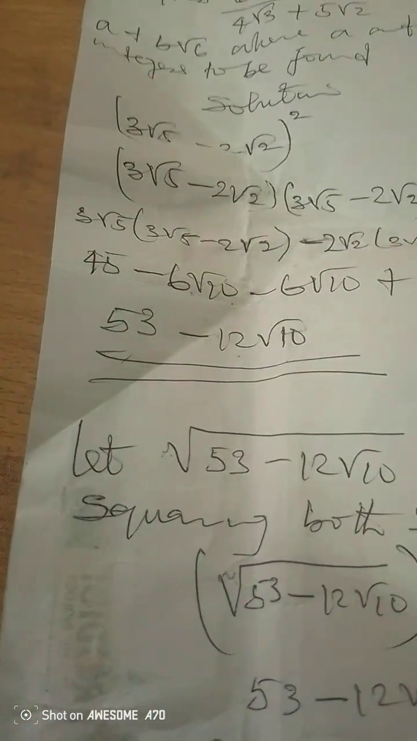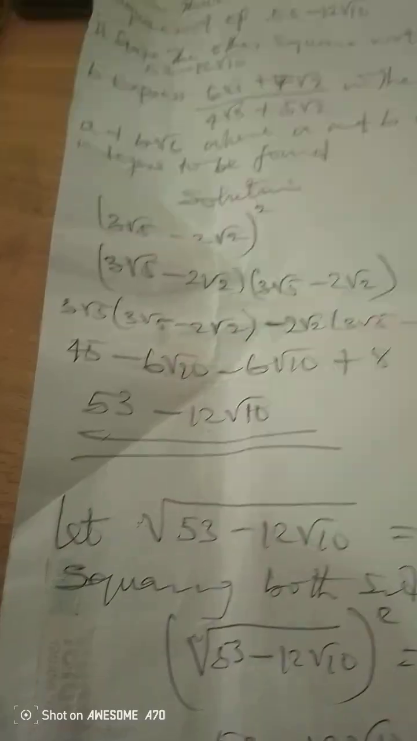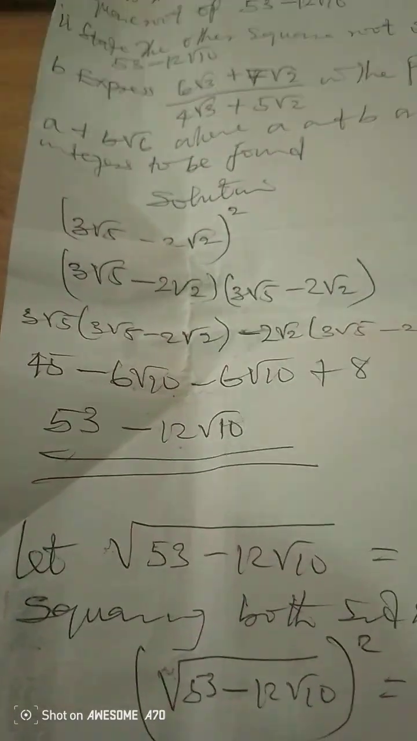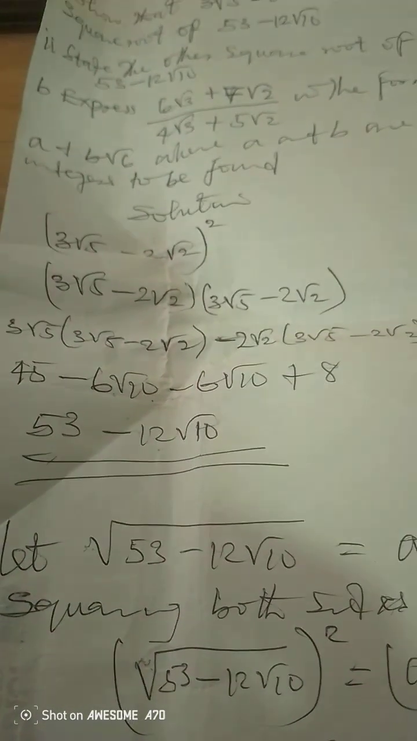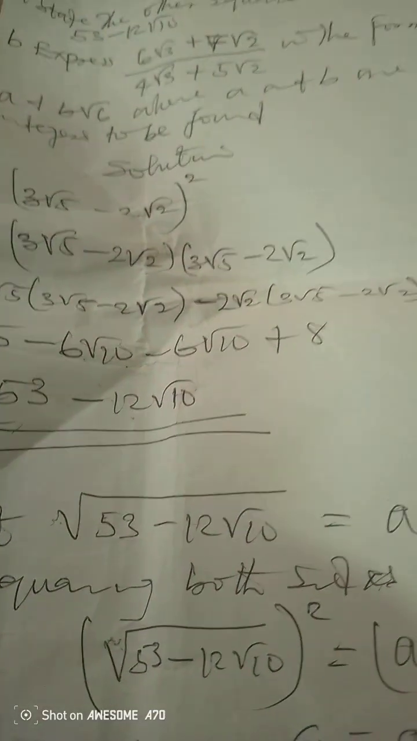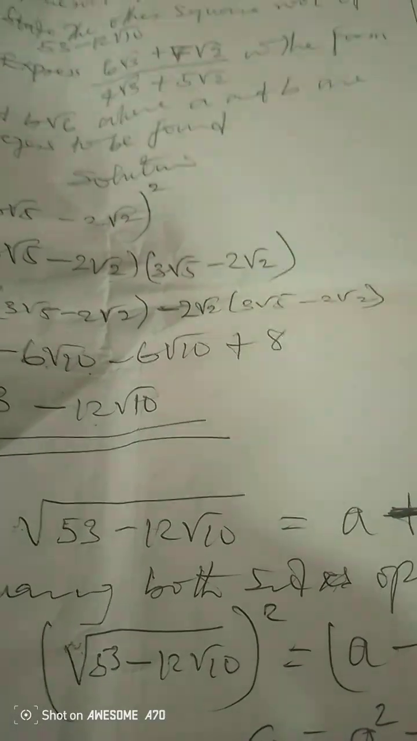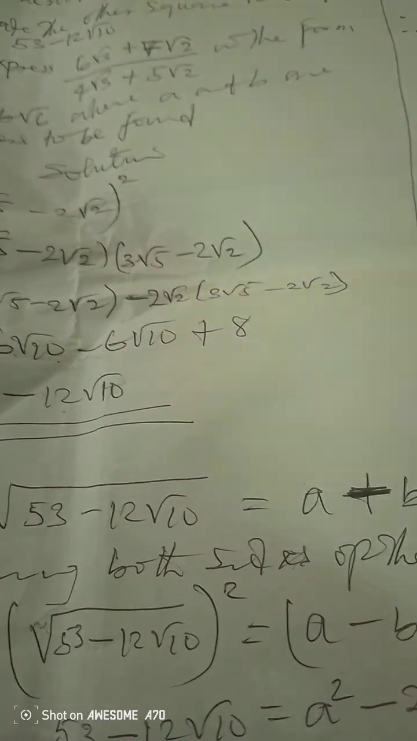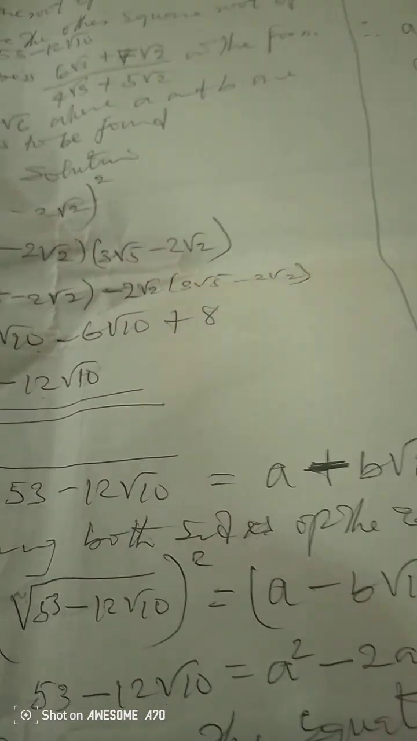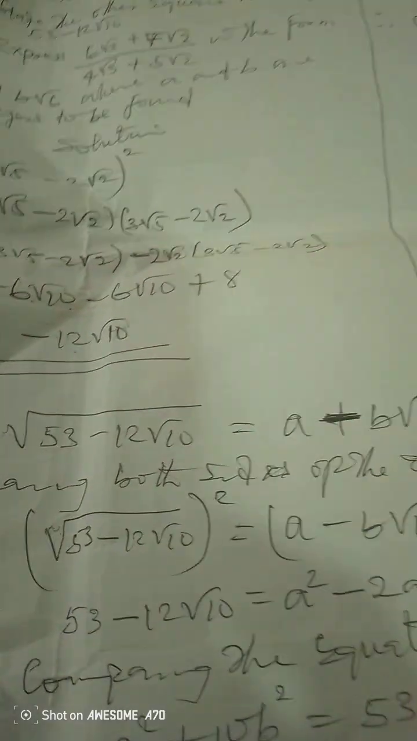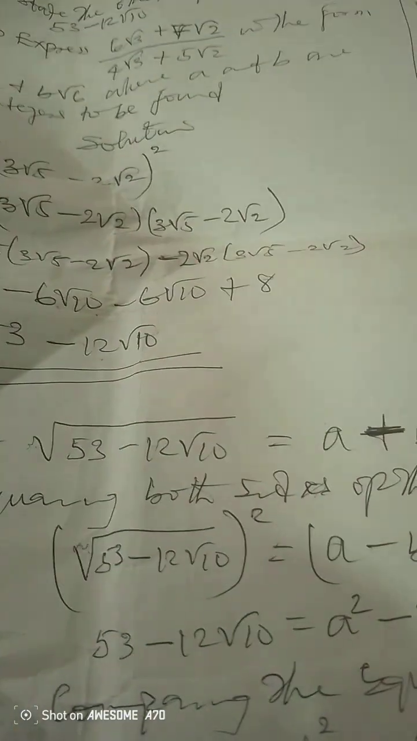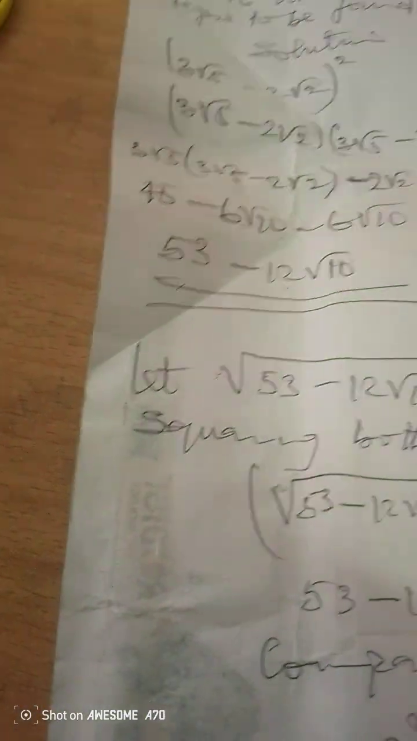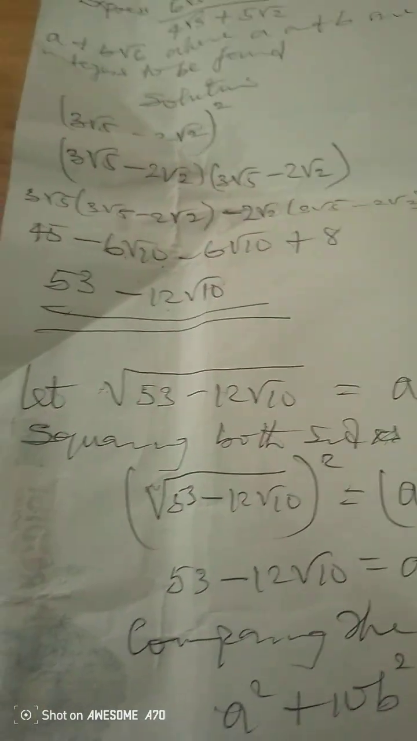We open the bracket. 3 times 3, 9; √5 times √5, 5. 5 times 9, 45. Now 3 times 2, 6. √5 times √2 is √10. So we have minus 6√10. So minus 2√2 times 3√5 is still minus 6√10. So minus 2 times minus 2 is plus 4; √2 times √2 is 2. 2 times plus 4 is 8. So we have 45 plus 8. It gives us 53. Minus 6 minus 6 gives us minus 12. So that's minus 12√10.